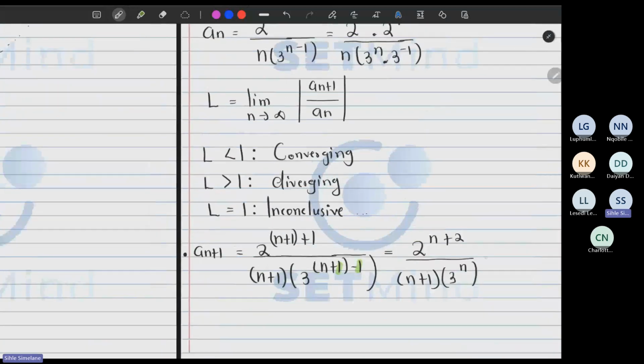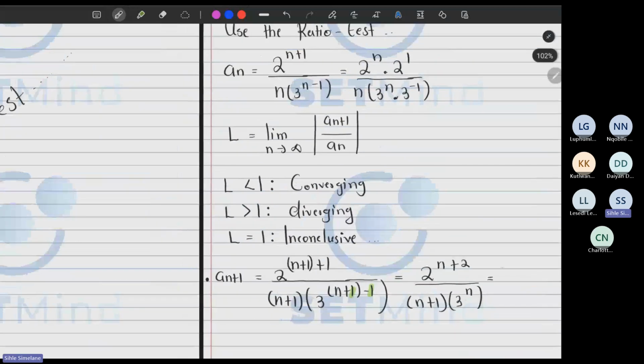Even with this one, I'm supposed to have 2 to the n multiplied by 2 to the 2. For the denominator, there's no splitting I can do, so it comes back as it is. Now that I have this, I can do my L and divide.